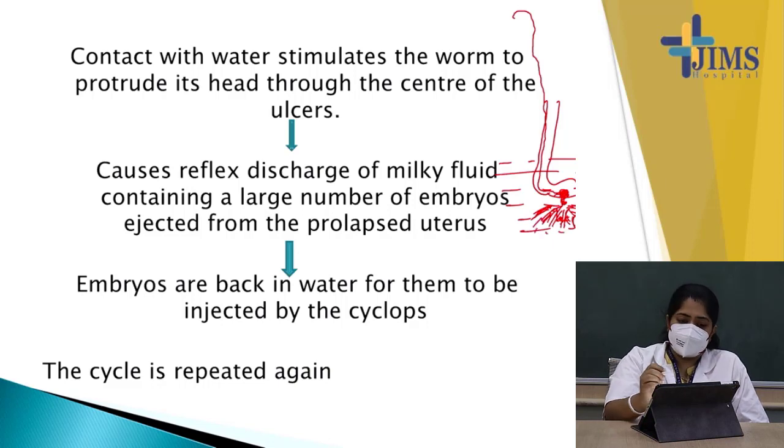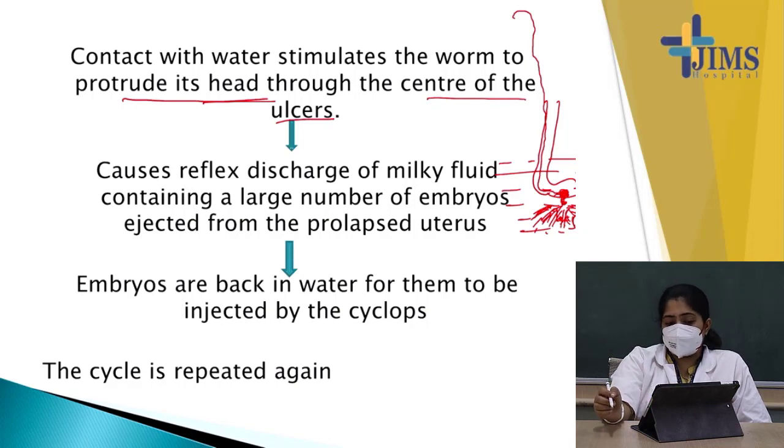embryos in water. So when in contact with water, it stimulates the worm to protrude its head through the center of the ulcer, and this causes a reflex discharge of milky fluid containing a large number of embryos ejected from the prolapsed uterus. These embryos are back in water for them to be ingested by the cyclops. So these embryos are again now in water, again this cyclops will take up these embryos and the cycle continues.